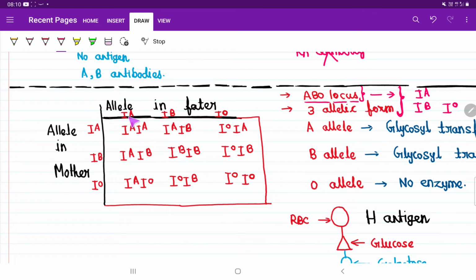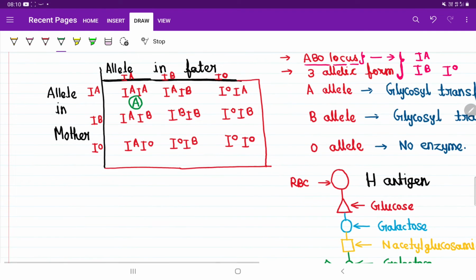If the father's sperm has IA and the mother's ovum has IA, then the zygote has IA. This person has A blood group. As the A and B alleles are codominant, which means they are not dominant or recessive to each other, if the father has IA and the mother has IB, then the child has AB blood group, right?